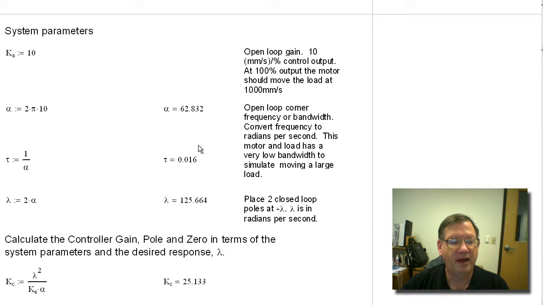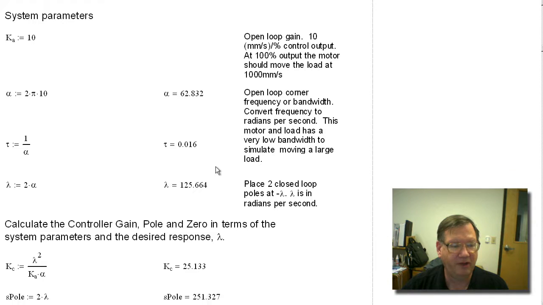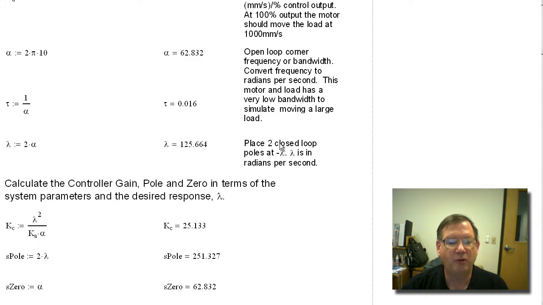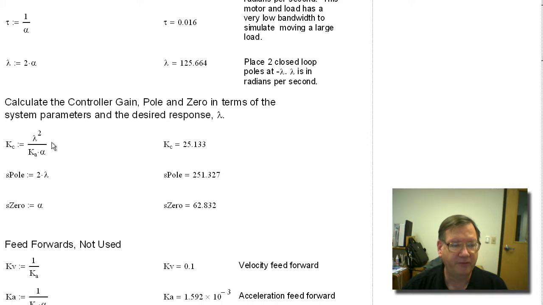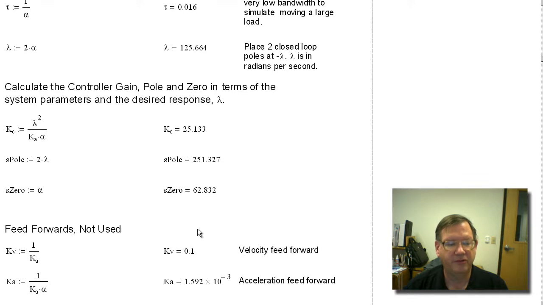If I invert that, I get the time constant, 16 milliseconds. And I'm going to place 2 poles at minus 2 times alpha. And remember, I'm only placing 2 poles because the 1 pole is going to be canceled out by the 0, as we saw above. Now I'm going to calculate the controller gains. So I have the controller gain, the controller pole, and the controller 0. You can see the values.